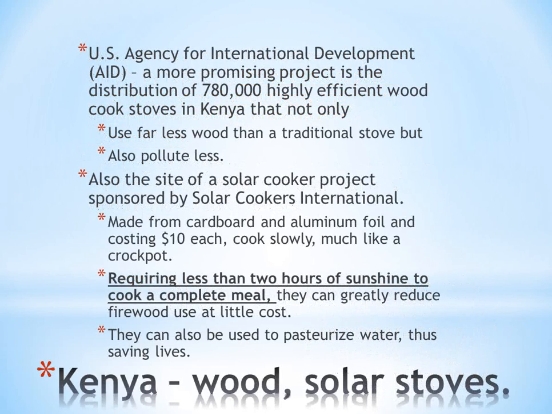Kenya, wood and solar stoves. U.S. Agency for International Development, AID. A more promising project is the distribution of 780,000 highly efficient wood cook stoves in Kenya that not only use far less wood than a traditional stove, but also pollute less. Kenya is also the site of a solar cooker project sponsored by Solar Cookers International. Made from cardboard and aluminum foil, and costing $10 each, they cook slowly, much like a crock pot. Requiring less than 2 hours of sunshine to cook a complete meal, they can greatly reduce firewood use at little cost. They can also be used to pasteurize water, thus saving lives.